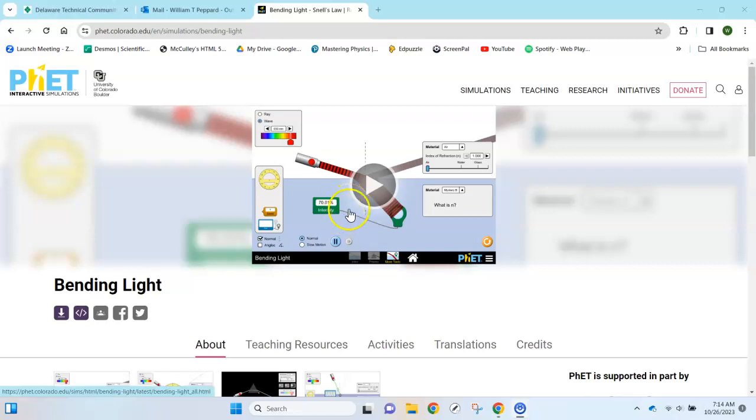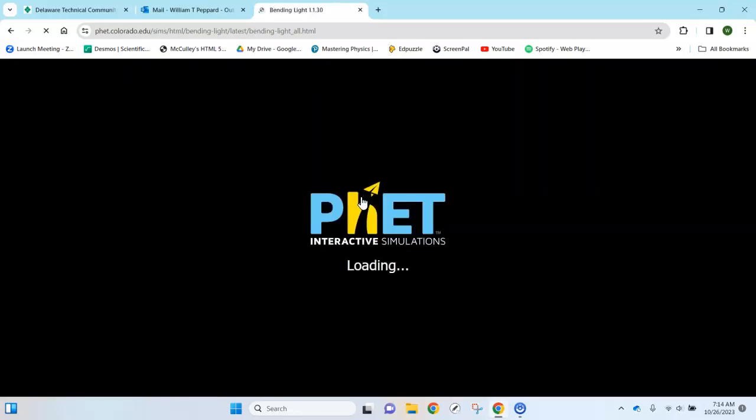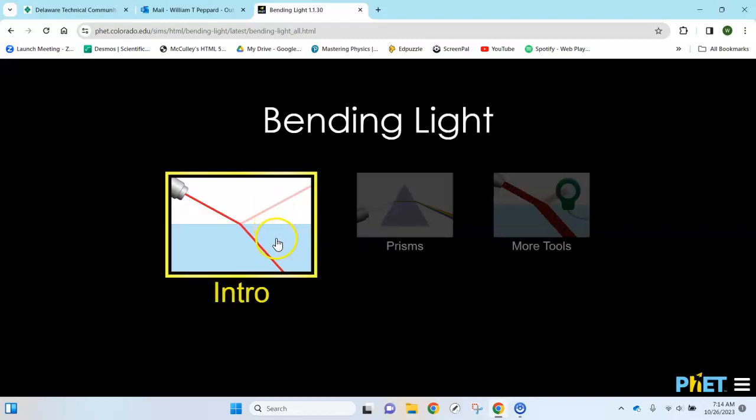Alright guys, so we're going to go through the instructions on how to use the bending light simulation. So you go to PhET again, follow the link. And it's an HTML file, so it should run on anything. It might take a little while to load on my computer because my computer is being really slow, so I apologize for that. But essentially what you're going to do is measure angles of reflection and angles of refraction. So intro is fine, you just click on intro.